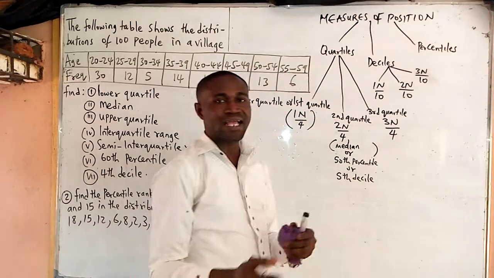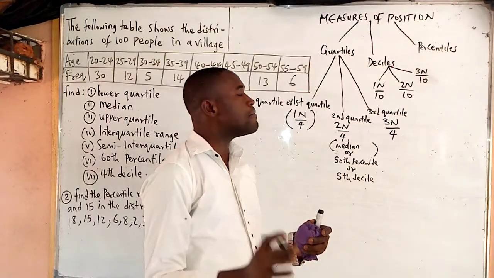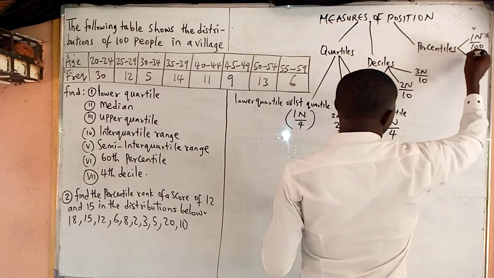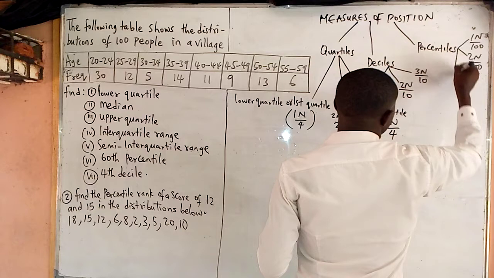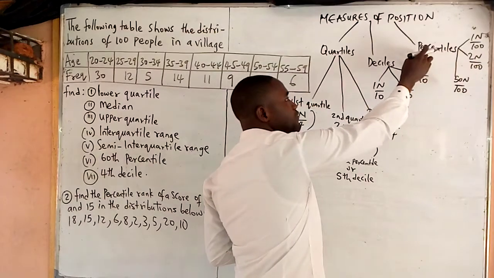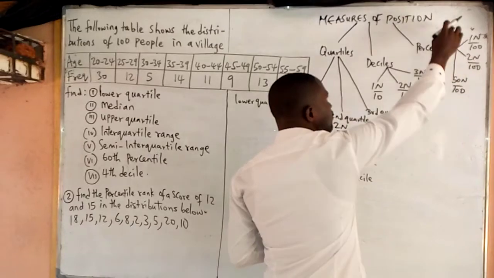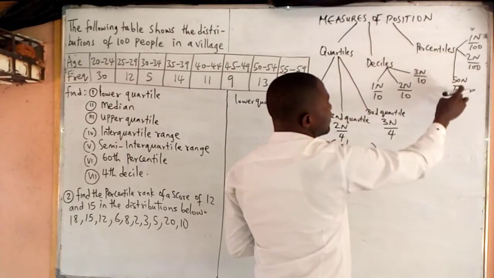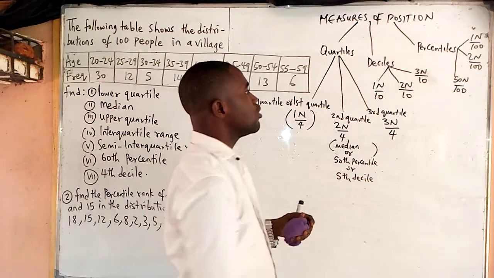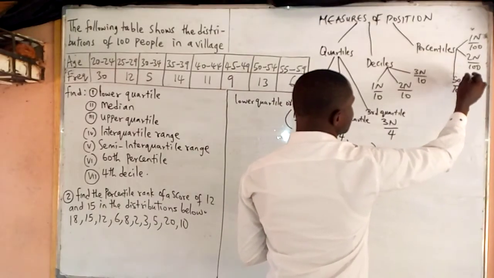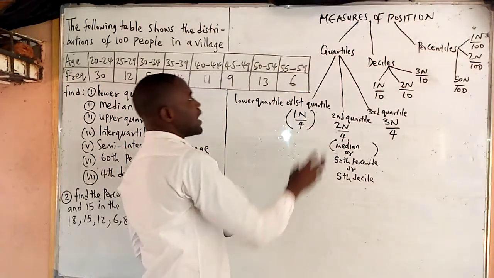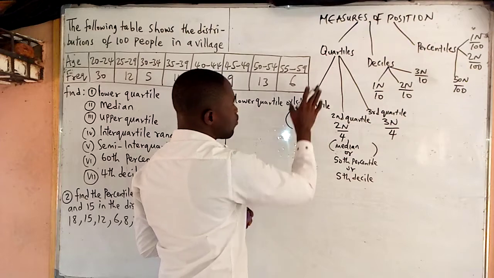Then we come to percentile. Percentile simply means divide the total frequency by 100. So, first percentile will be 1n over 100. Second percentile will be 2n over 100. 50th percentile is 50n over 100. 100th percentile is 100n over 100, and so on. So when you are dividing the total frequency by 100, you are getting percentile. When you are dividing the total frequency by 10, you are getting decile. When you are dividing total frequency by 4, you are getting quartiles.